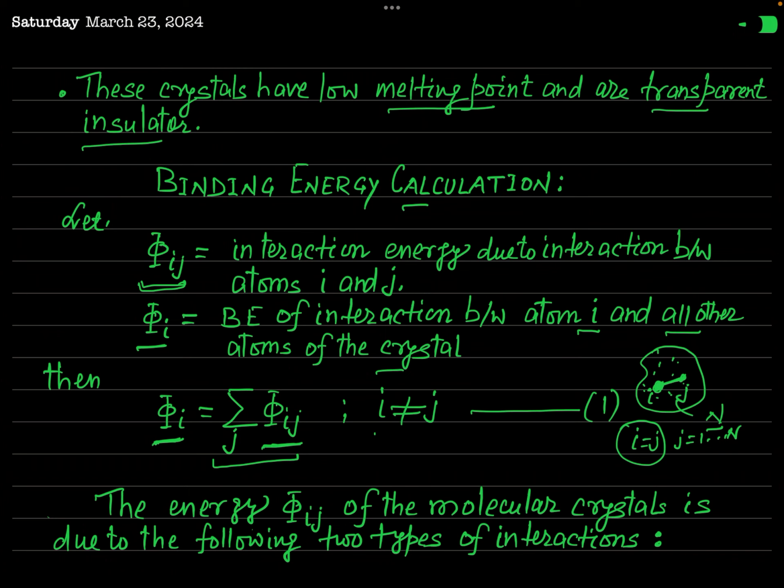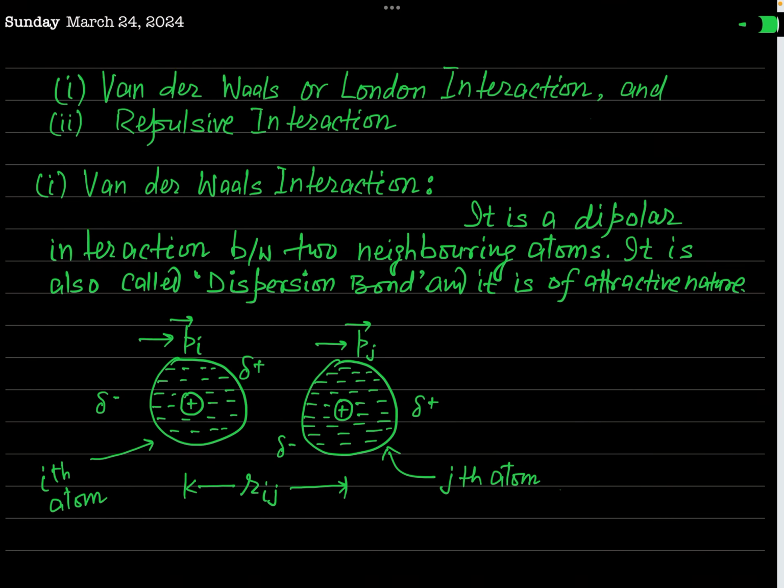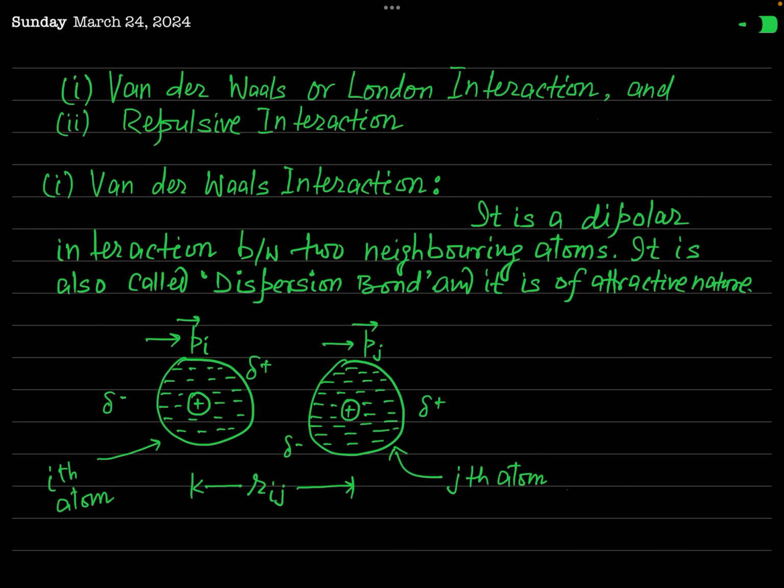As you know, this is the energy of interaction which appears due to the interaction between the ith and jth atom. So for knowing its value, first of all we have to think about what type of interactions will take place between the ith and jth atom. Actually, there are two types of interaction between the two atoms i and j in this case. And what are those two interactions? The first one is called van der Waals interaction, or it is also called London interaction.